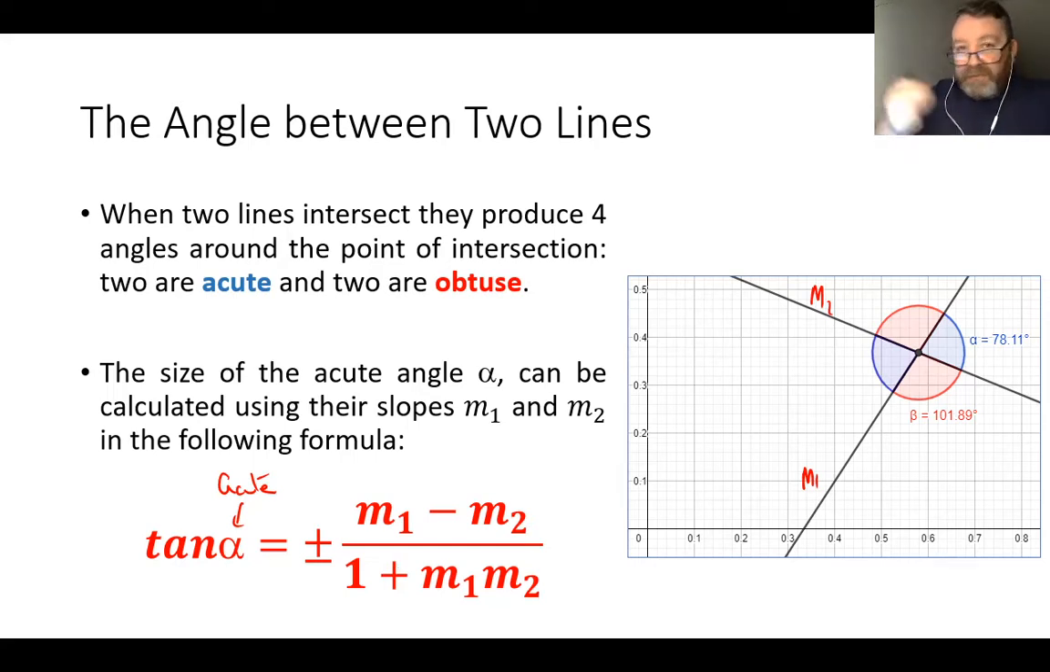Now, if the tan of the angle is equal to a certain number, and we wish to eliminate the tan to get alpha, the angle on its own, which is acute, then we just take the inverse tan on our calculators. The tan will disappear and the angle will emerge, the acute angle. Okay, so just keep that in mind. So what's the formula? The tan of the acute angle alpha is equal to plus or minus m1 minus m2 over 1 plus their product.